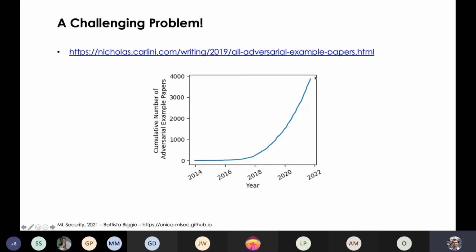Of course, this is arXiv, so it means that they are not all accepted. These are just preprints, so they are not accepted at conferences or journals yet. But this is roughly the number of people that are working on this problem.